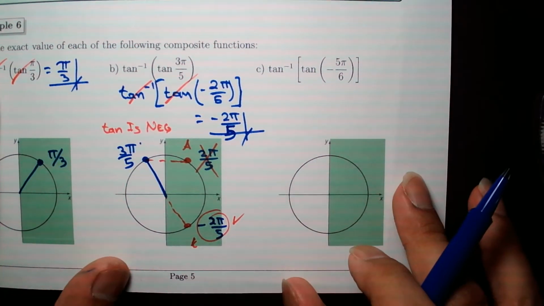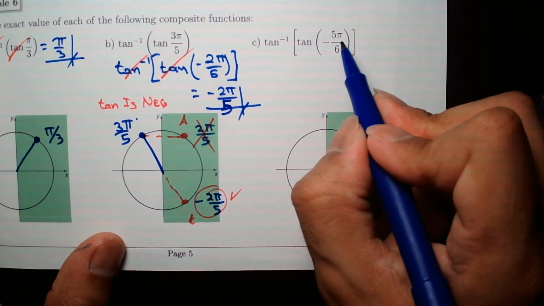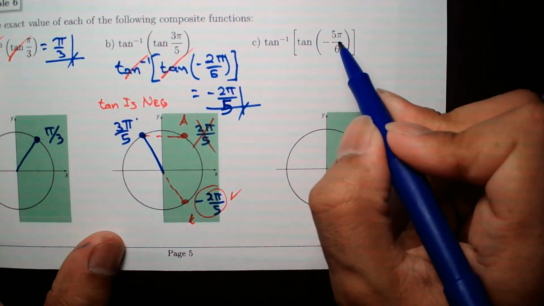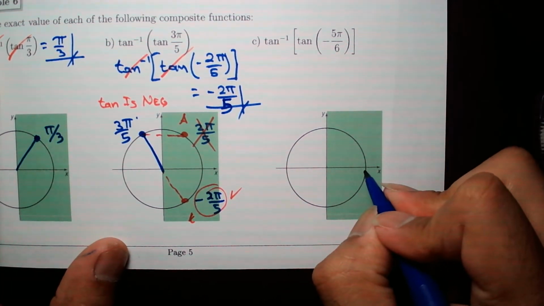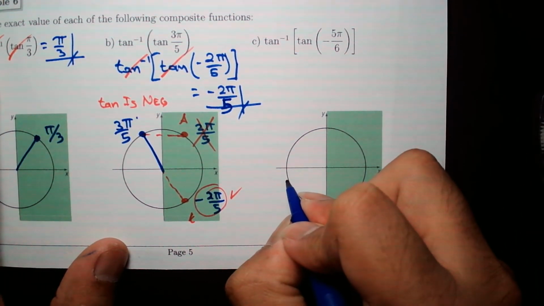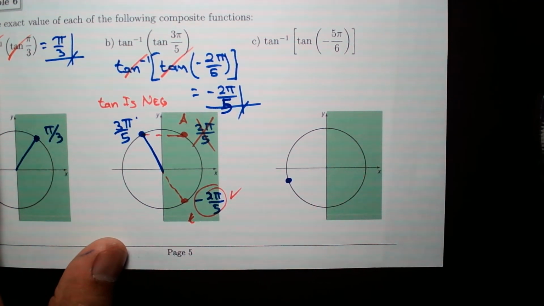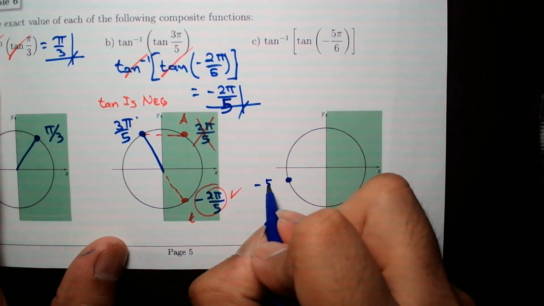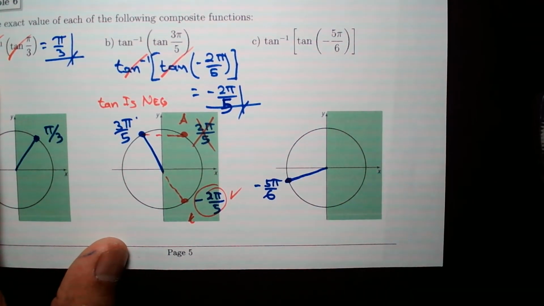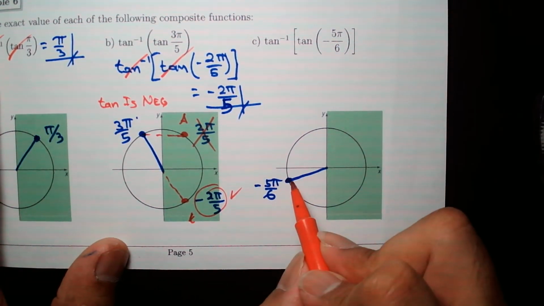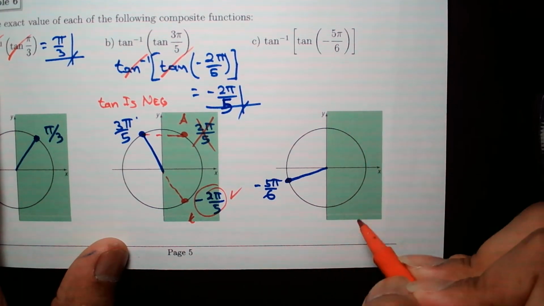Negative 5 pi over 6. So that's just 1 pi over 6 away from negative pi. Well, in this case, we go clockwise to 5 pi over 6, or negative 5 pi over 6. All right. So in this case, again, this one is outside of the green region.